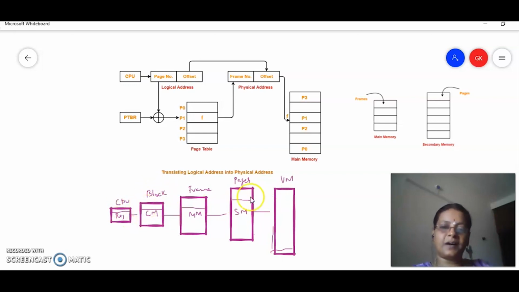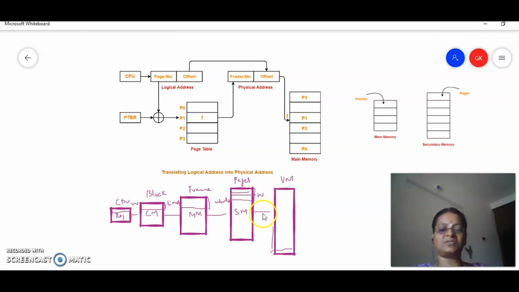If you take pages, a page can contain many words. Similarly, in a frame, there can be many words. And if you take cache memory, there could be many lines. So the number of words inside this cache memory is going to be called lines. So you have to understand the basic unit of reference. And in registers, it is called a word.